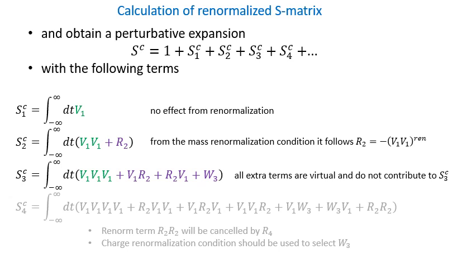Renormalization terms R2 and W3 participate in the third order renormalized S matrix. But one can show that all additional terms here are virtual, so their contributions vanish. Finally, in the fourth order, there are quite a few terms added by renormalization. The last product R2 will be cancelled by the fourth order renorm counterterm R4. Other new terms are supposed to cancel out all divergences that come from the original product of four V1 interactions.